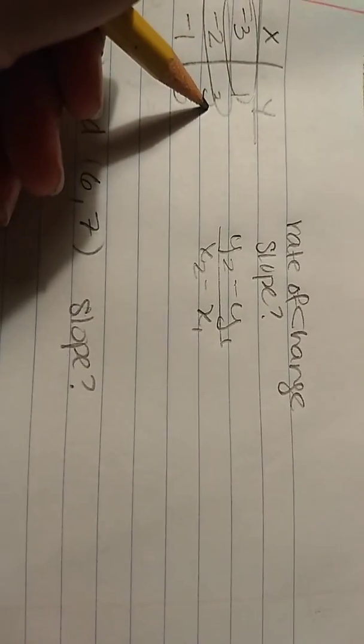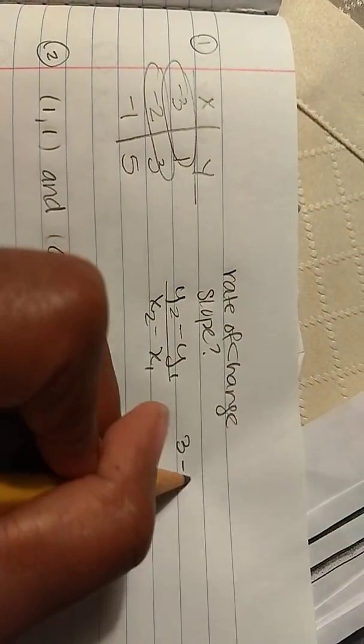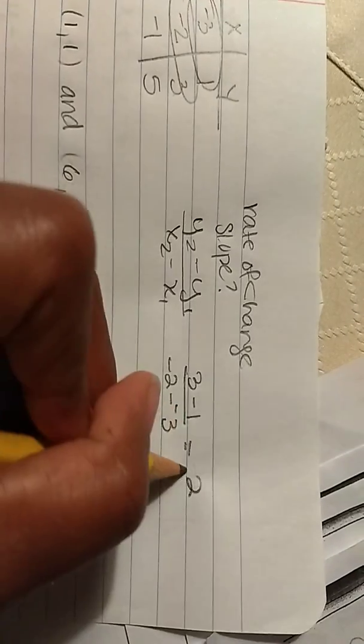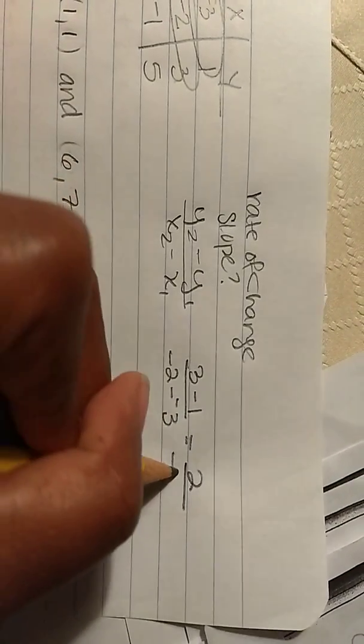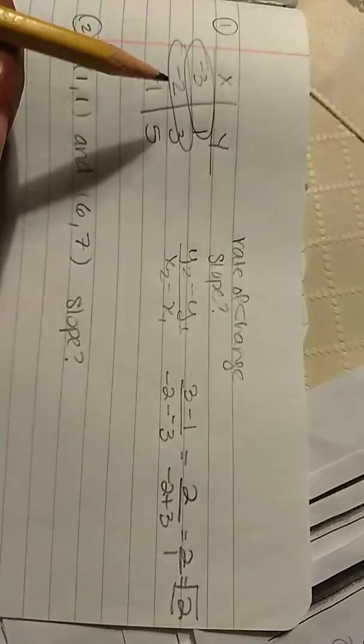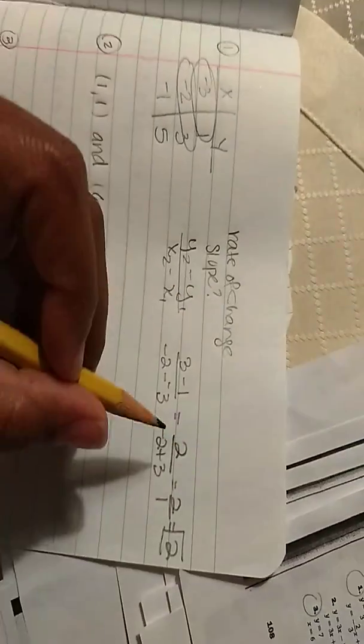These two work. So this is my first y, this is my second y. I would say 3 minus 1 over negative 2 minus negative 3, which equals 2 over negative 2 plus 3, which equals 2 over 1, which equals 2. So my slope of the table, or rate of change of the table, would be 2.